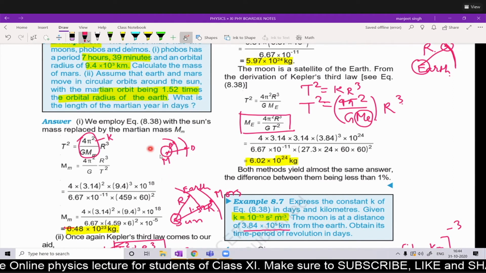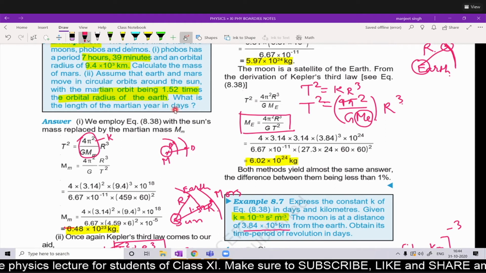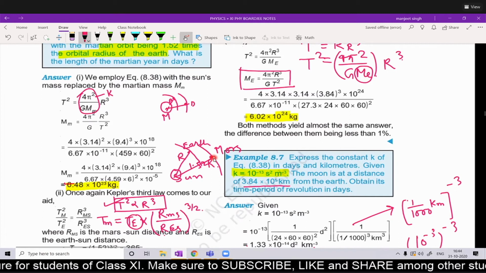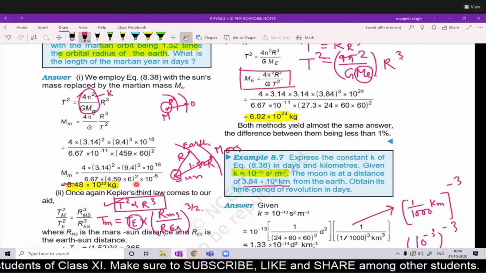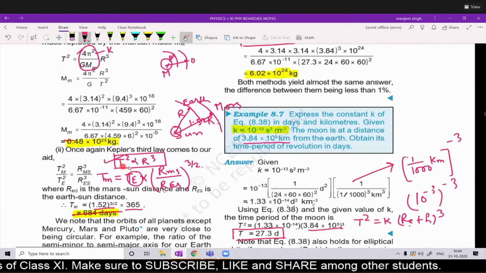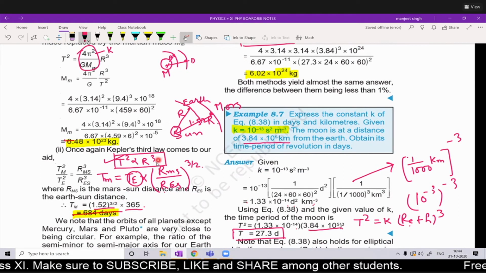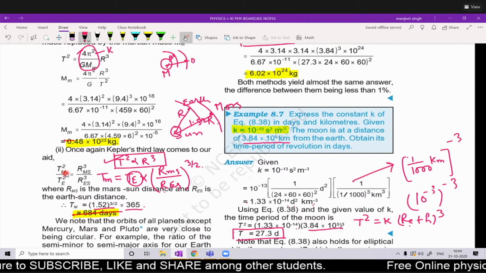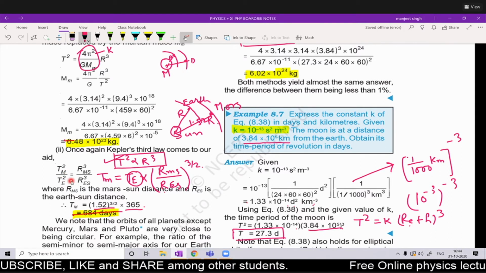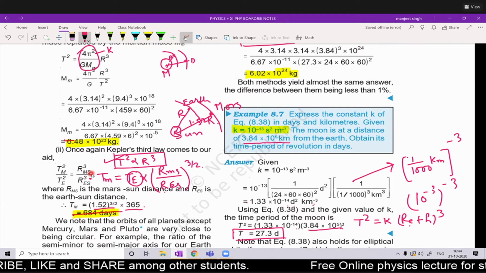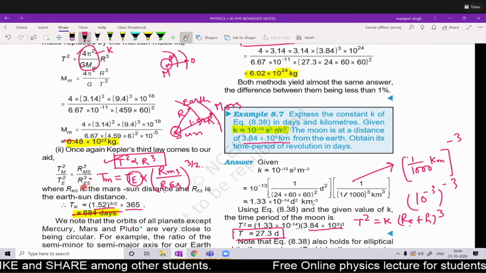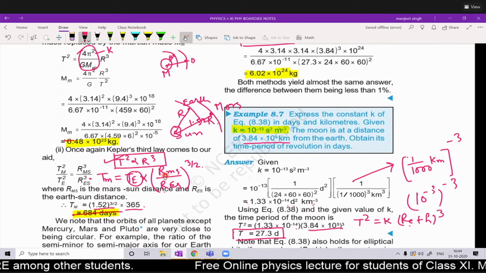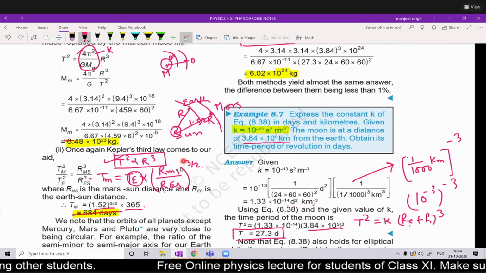So basically it wants the time period of Mars. That will be the Martian year. So let us apply Kepler's third law again: T² = kr³, so T² is proportional to r³. With this we will have the expression: time period of Mars squared upon time period of Earth squared is equal to the Mars-to-Sun radius cubed upon the Earth-to-Sun radius cubed. Now it is given that the radius of Mars is equal to 1.52 times r.